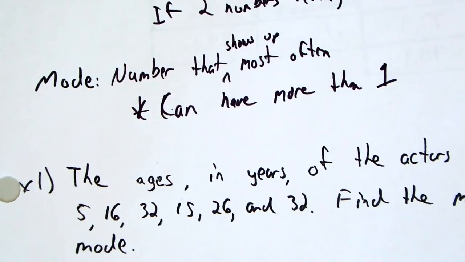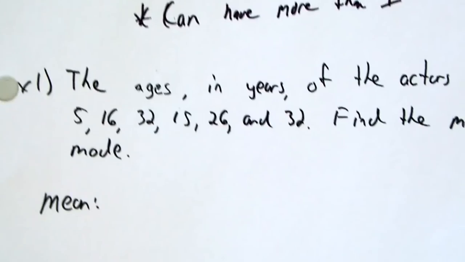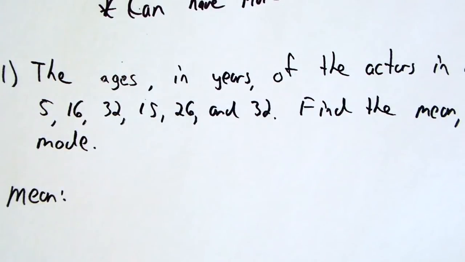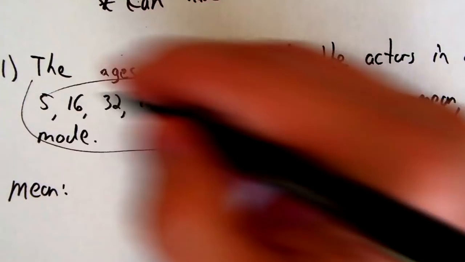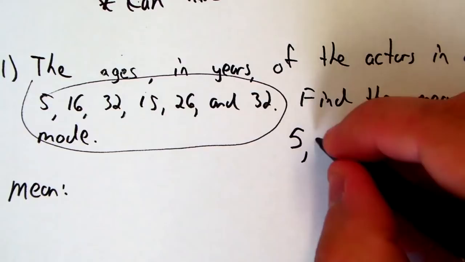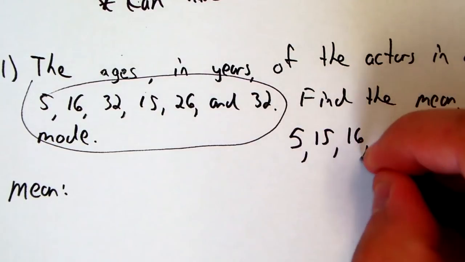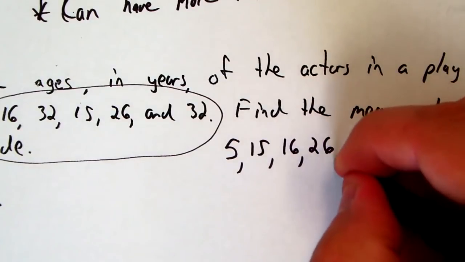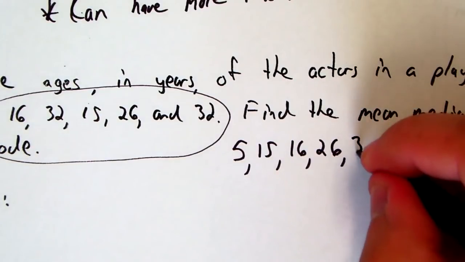So let's go through an example here. Example 1. The ages in years of the actors in a play are 5, 16, 32, 15, 26, and 32. Find the mean, median, and mode. First of all, these should be ordered from least to greatest. So let's do that. So you have 5, 15, 16, 26, 32, and another 32.